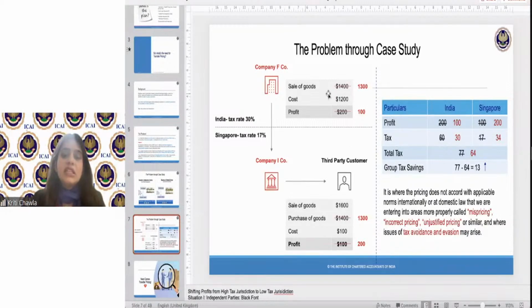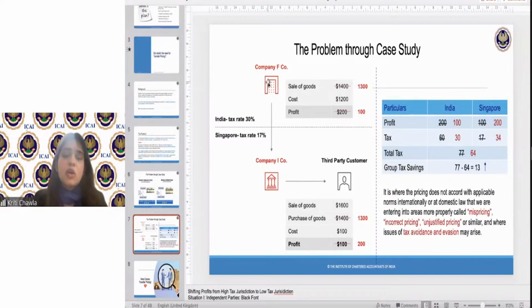In this case study, let's look at the black font first. Don't look at the red one first. First, we'll discuss situation one, which is the black font. Don't focus on the red font. So this is a situation where there is a company called F company, and it sells to some independent party, which is company I. Company F and company I in situation one are not related to each other. They're independent enterprises. So company F sells to company I, and then company I sells to third party customers. This is what is happening.